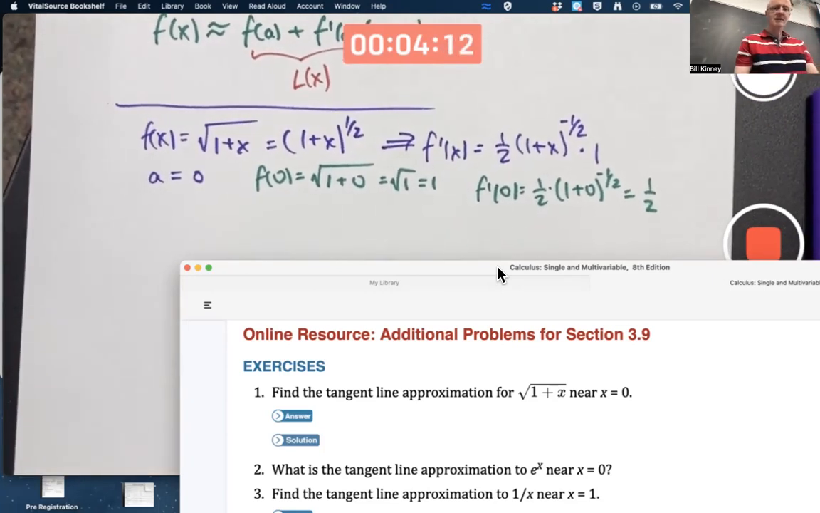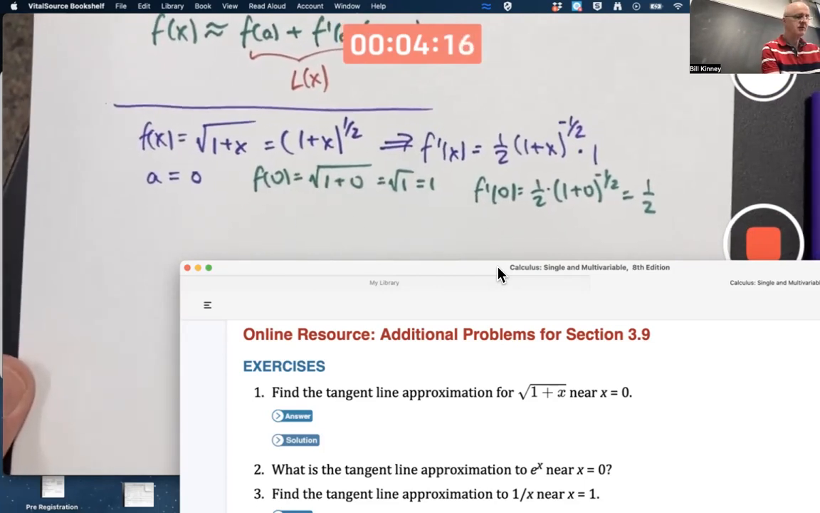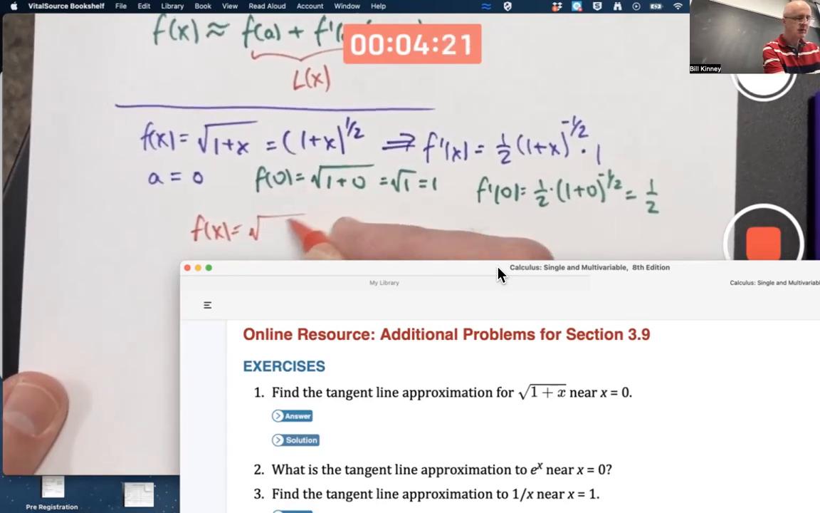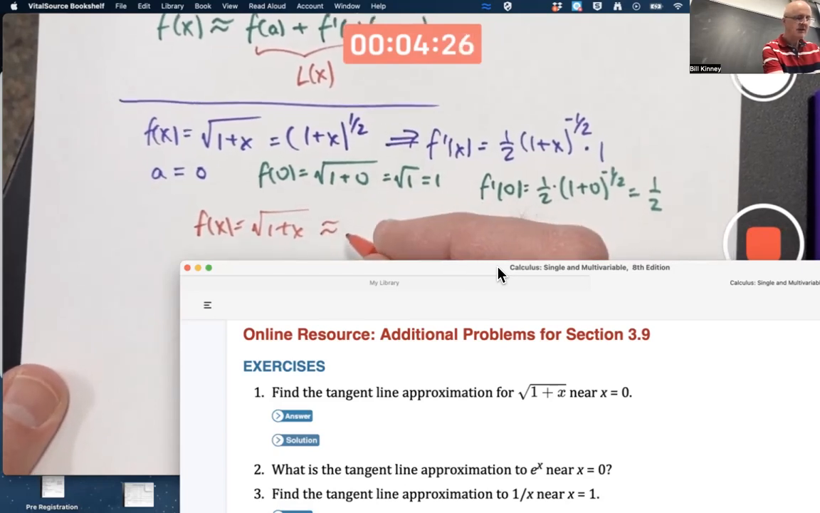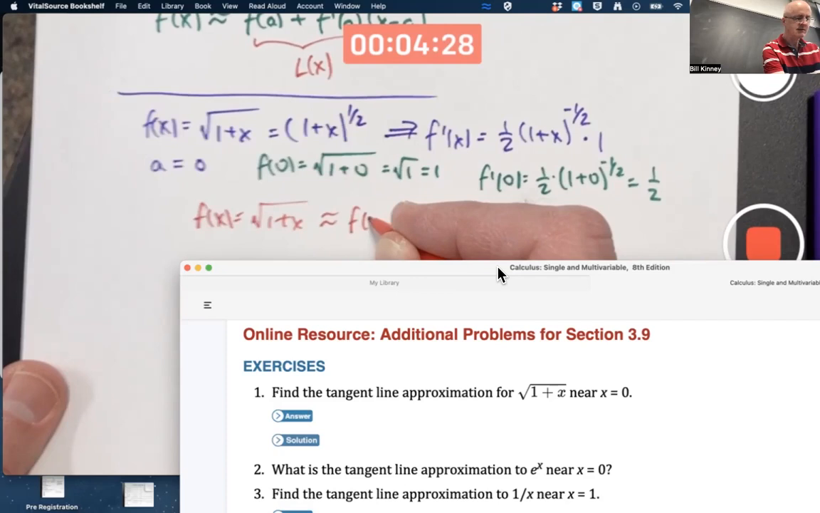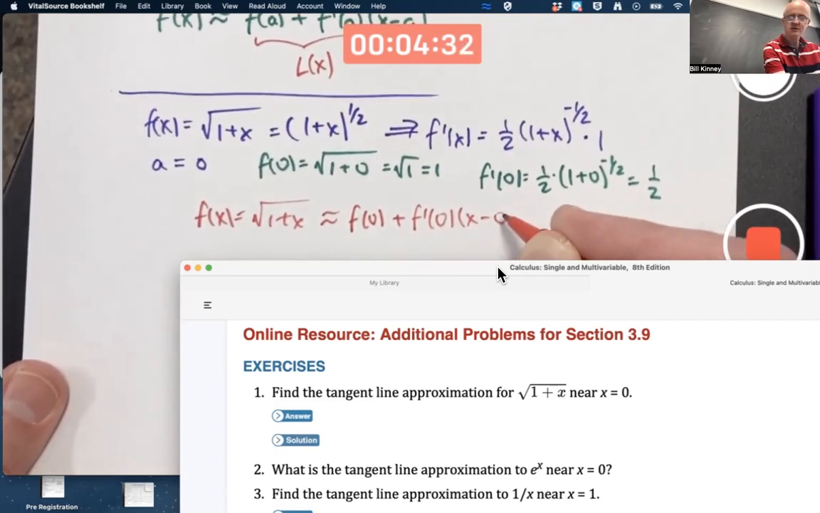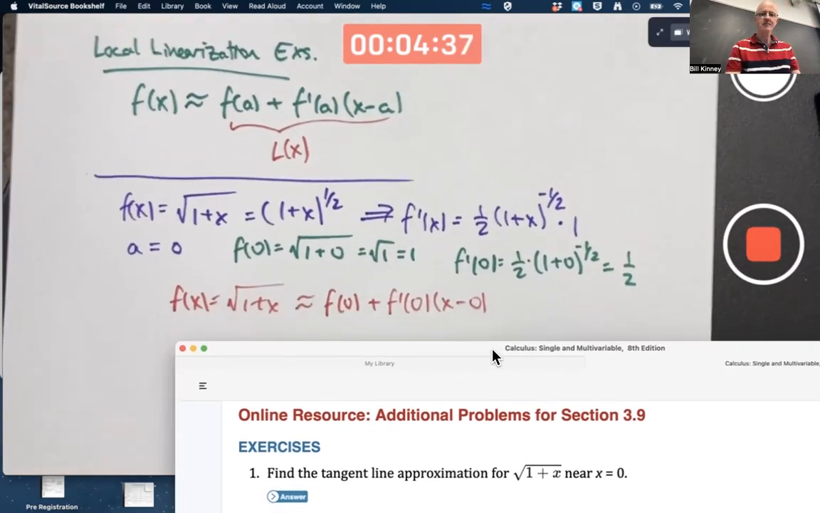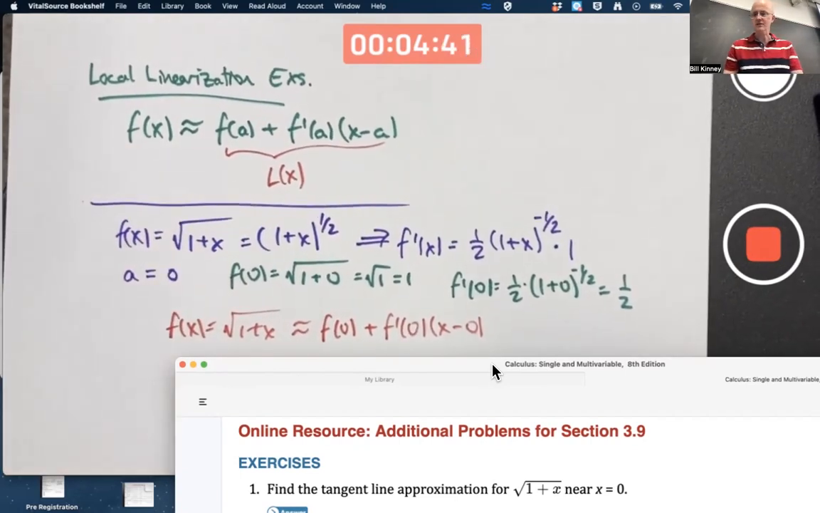Therefore, the tangent line approximation for this function near x equals 0, you could write as an approximate equation, f of x, which is the square root of 1 plus x, is approximately, I'll go ahead and write the abstract form here first, f of 0 plus f prime of 0 times x minus 0. I'm just using that general formula at the top right here for this situation with a equal to 0.